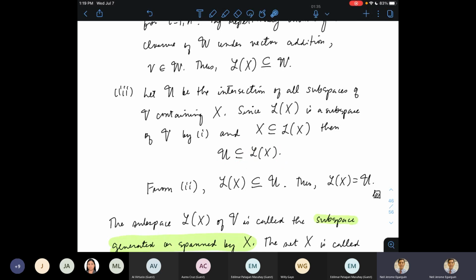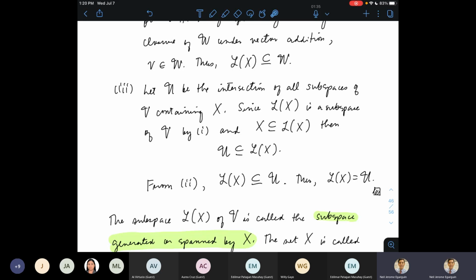Right? Or another way of putting it is that A intersection B is a subset of A. Mas malaki yung A kaysa sa A intersection B, right? Same thing goes here. U ay intersection ng lahat. Pero si curly L ay isa dun sa mga nandun sa intersection. So ibig sabihin si curly L dapat mas malaki kay curly U. And that's how I got the first.